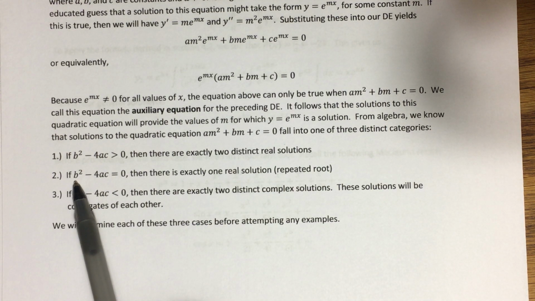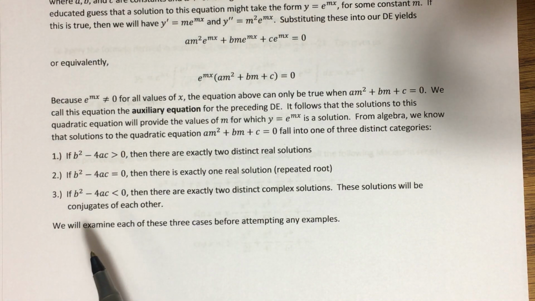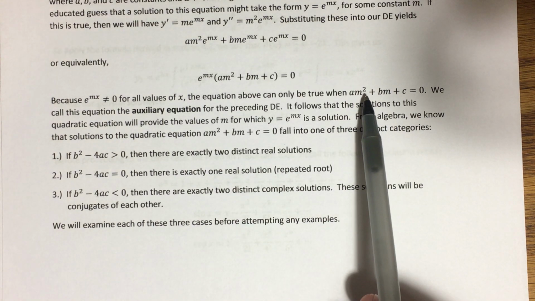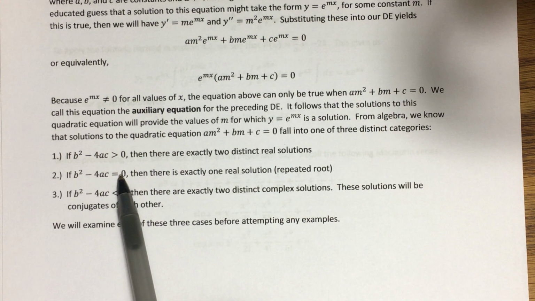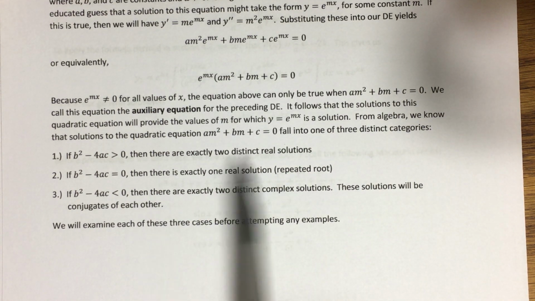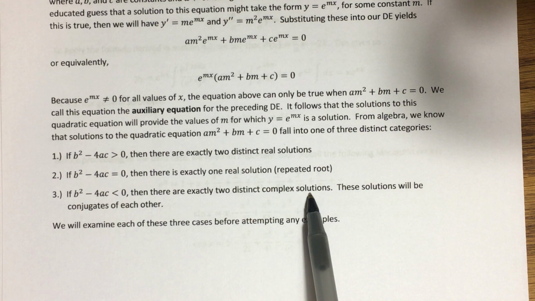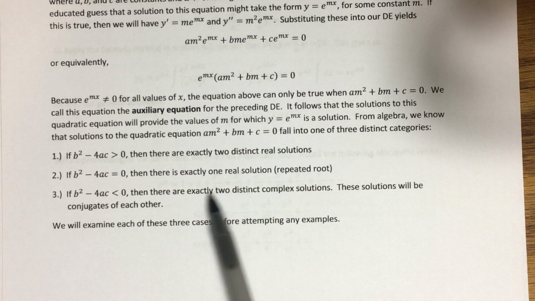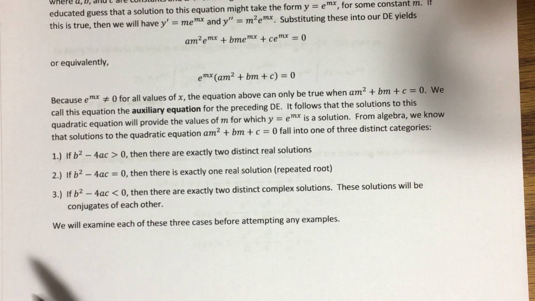Case 2, the discriminant equals 0. When that happens, you have exactly one real solution. We call that a repeated root, because what that implies is that if you were to factor this quadratic down in the case where you have a 0 discriminant like this, the factored form is going to look like a binomial squared. And so that binomial squared is giving us a repeated root. If the discriminant is negative, you get two distinct complex solutions. And not only that, we also know that the complex solutions will be conjugates of each other. We say that the solutions come in conjugate pairs.